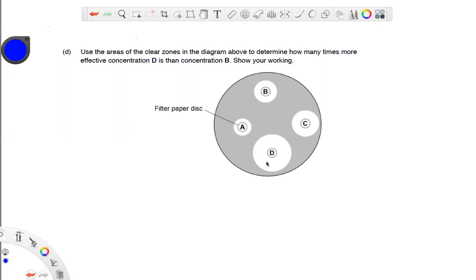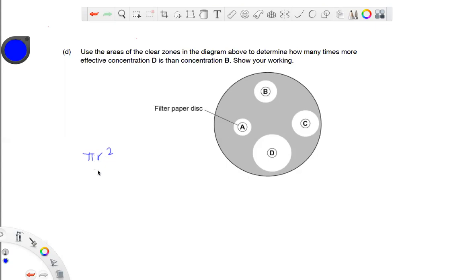Well, we need to calculate the area of these discs. And if you remember, to calculate area, we need to do pi r squared. So what we need to calculate is the square of the radii of B and D, and then multiply them by pi. So if we take a measurement across B, when I measured across B, I found that B was 13 millimeters.